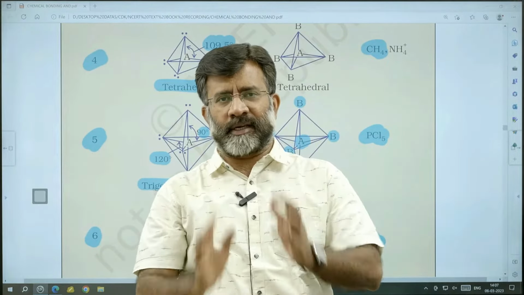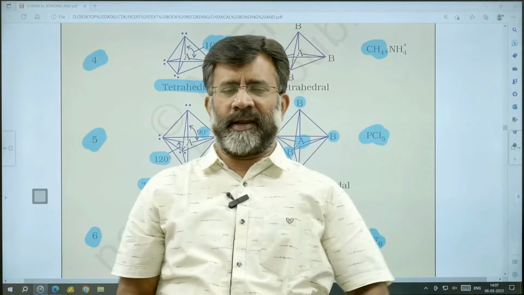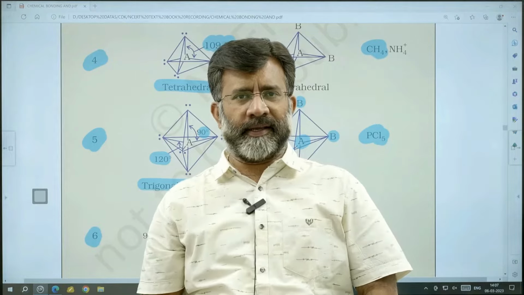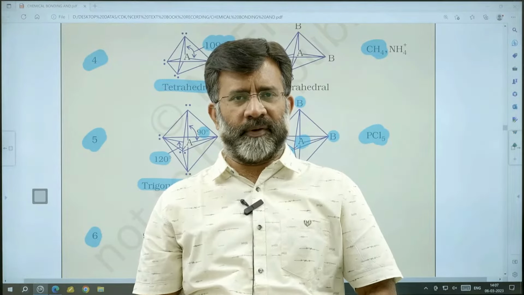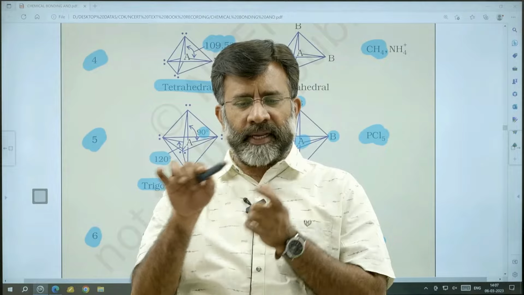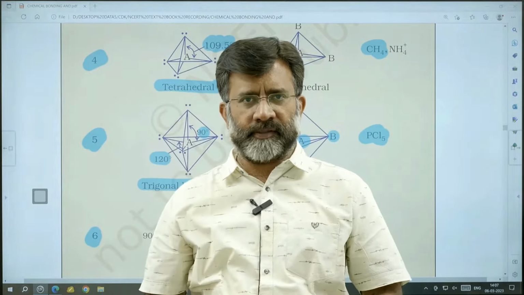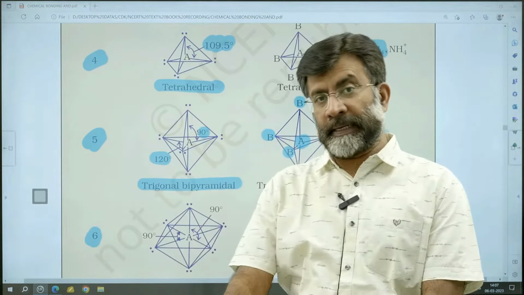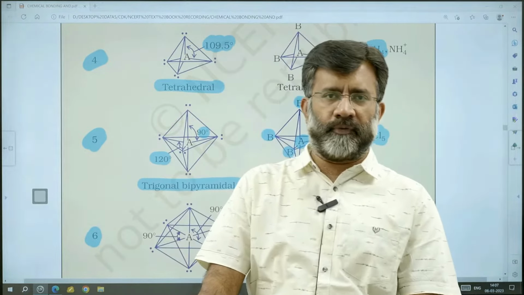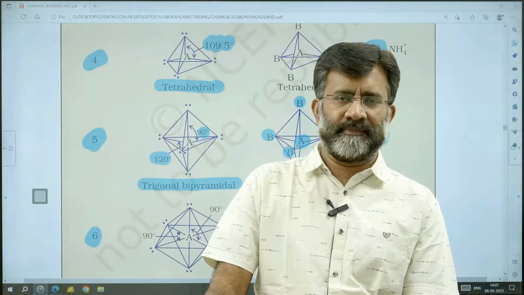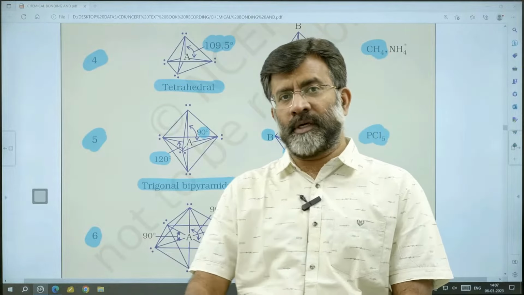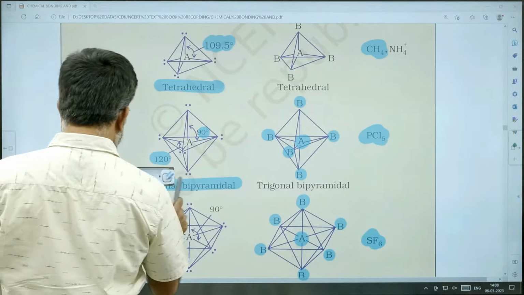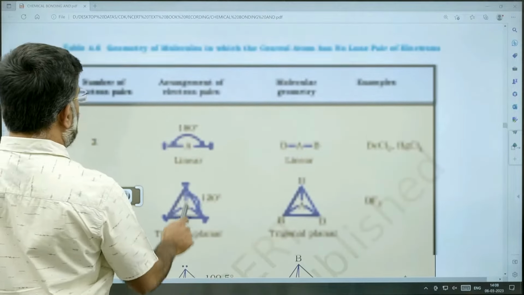That is octahedral geometry. So linear 180 degree, trigonal planar 120 degree, tetrahedral 109.5 degree, trigonal bipyramidal 3 at 120 degree and 2 at 90 degrees, and octahedral all 90 degrees, respectively with electron pairs 2, 3, 4 up to 6. Right? This is without any lone pair. There is no lone pair available.